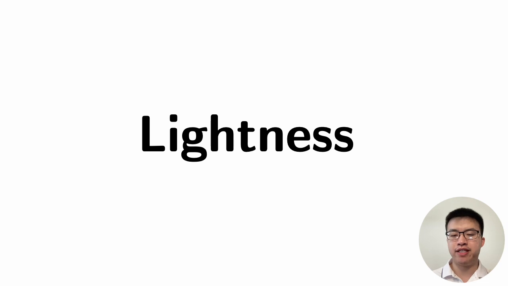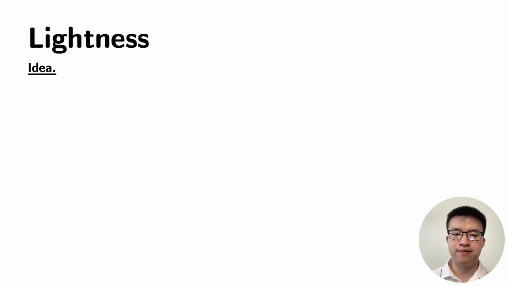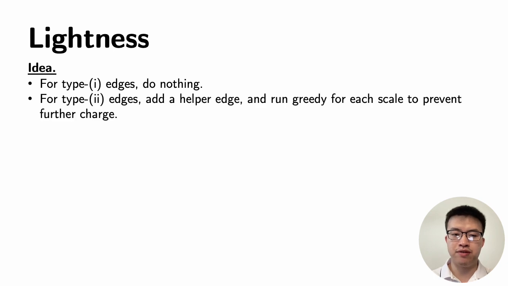Then I will briefly discuss how to construct a spanner with optimal lightness. The idea is, for type 1 edges, you don't have to do anything. We already have those in sparsity. The length of the type 1 edge is comparable to the length of the edge you charge to. For type 2 edges, we need the geometric decay argument for the sparsity bound, and this is a significant challenge.